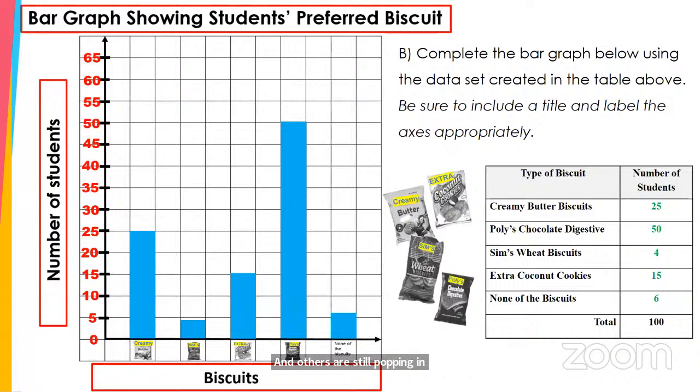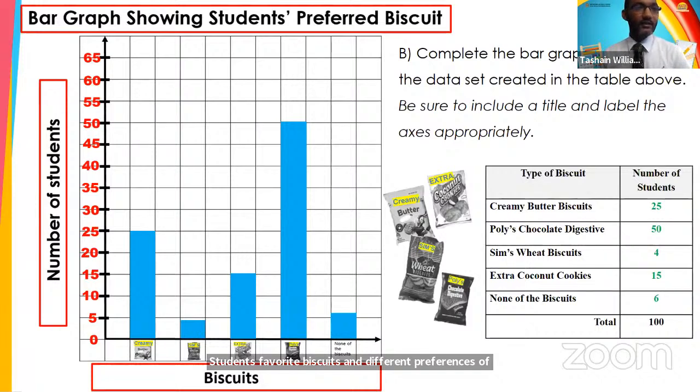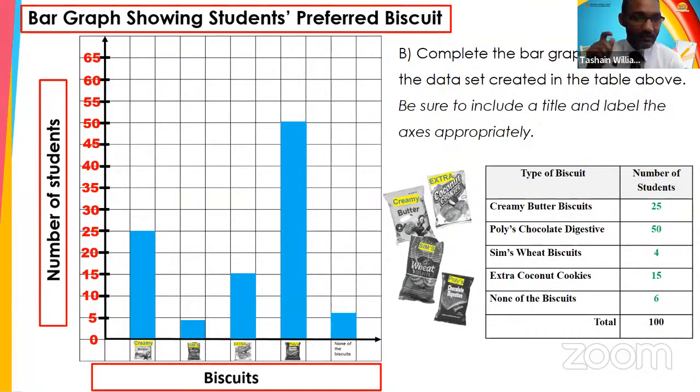Arlan J, number of biscuits, Kayla, preferred biscuits. Students' favorite biscuits, the different preferences of the biscuits, that sort of thing. Number of students who like different types. Thank you, boys and girls. You see how Mrs. Sims is our personal assistant in our chat. She's on top of things. So I would like you to also be on top of your game as we navigate this task.